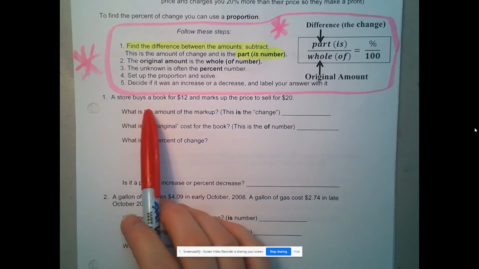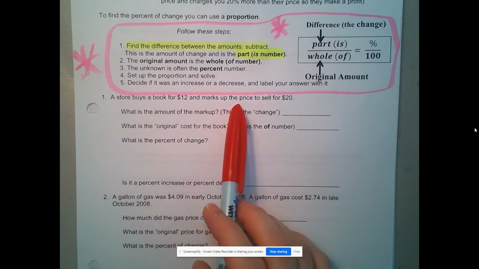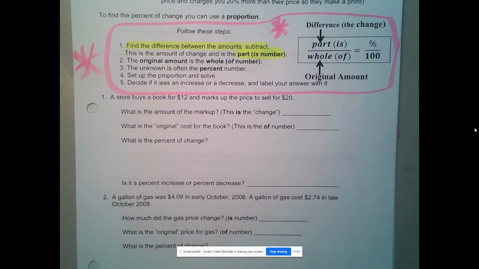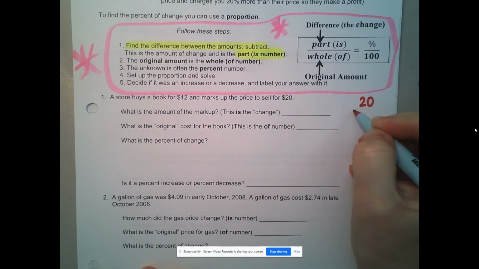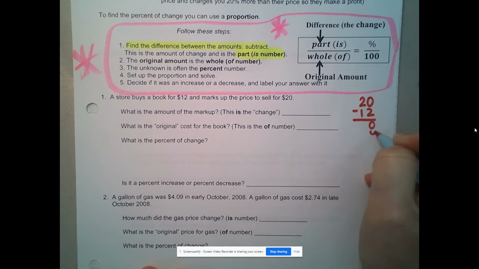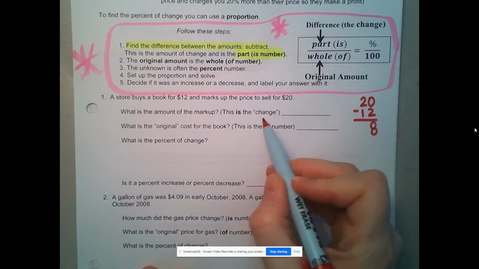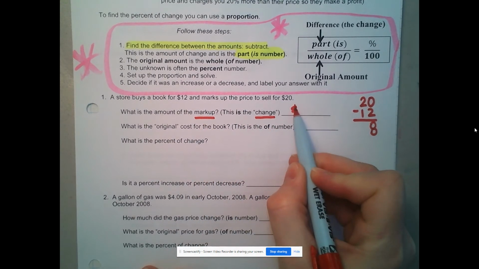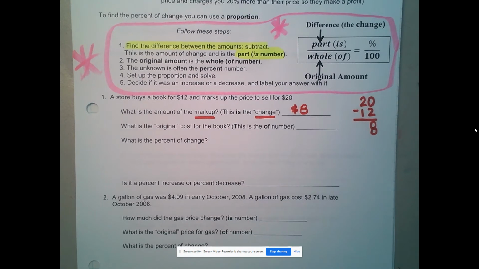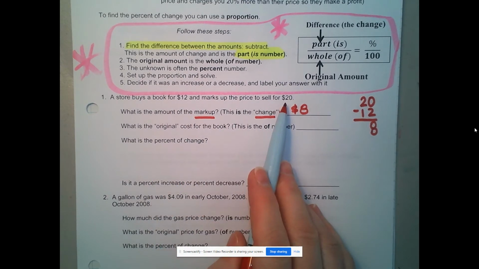Number one, a store buys a book for $12 and marks up the price to sell for $20. So the first thing we need to do is find the change. The difference in $20 and $12 is a change of $8. So this is the change, the markup, the change of the price is $8. They changed the price by $8. It went from 12 up to 20.